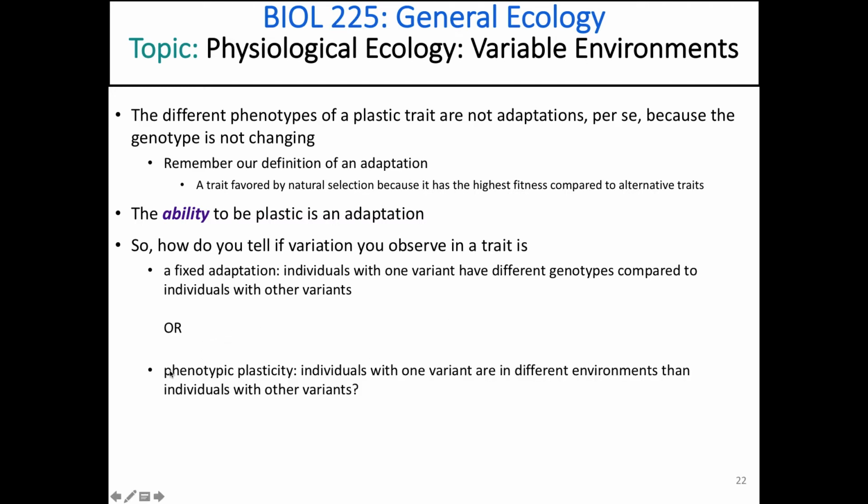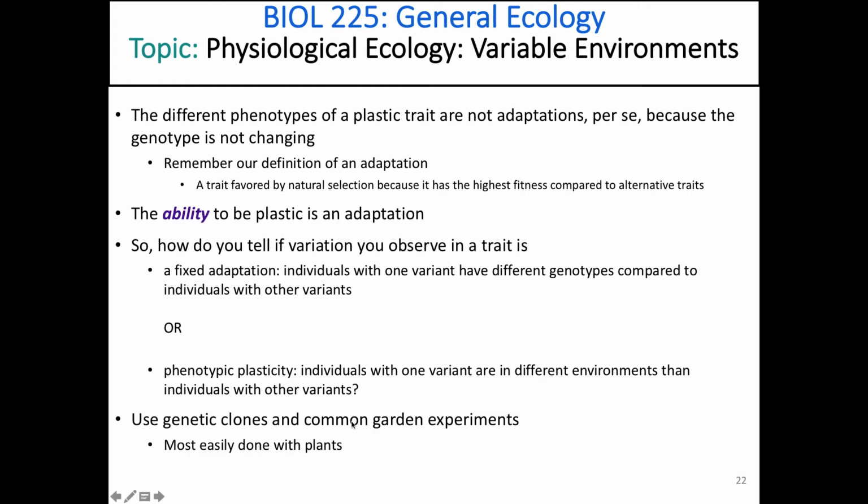Or you could imagine phenotypic plasticity, where individuals with one variant are in different environments than individuals with other variants. In this case, for the hares, the two environments are going to be winter and summer, and you would expect that the coat color will be brown in summer and white in winter. This conundrum is something we face when we don't know an organism particularly well and we go out into nature and see all this variation. One of the first questions we ask is: are we looking at plasticity or is it an adaptation?